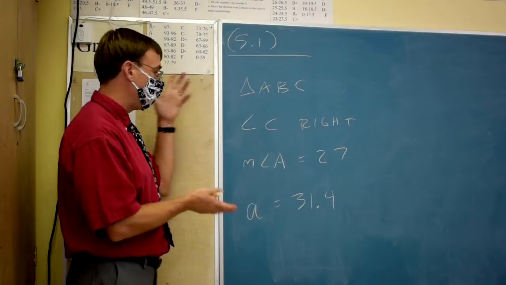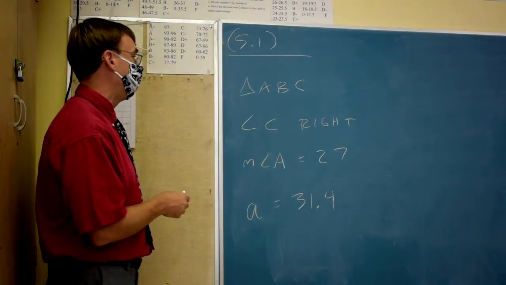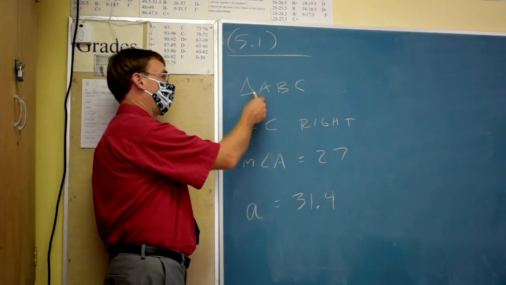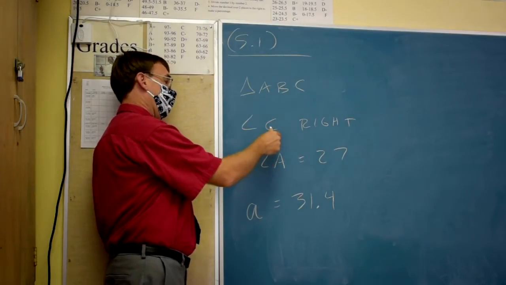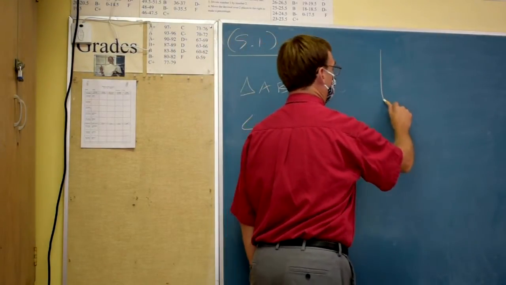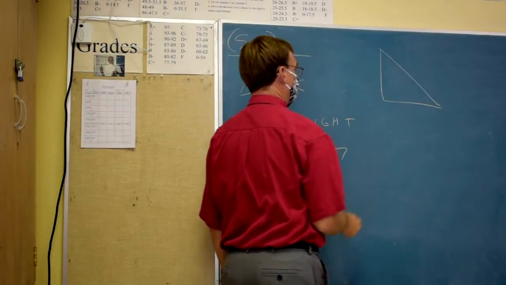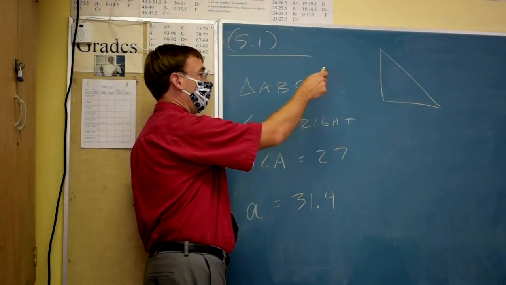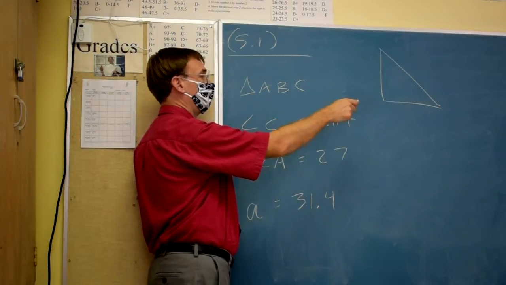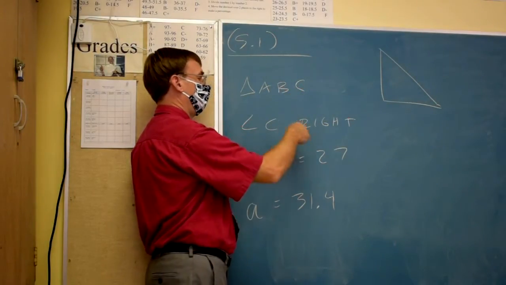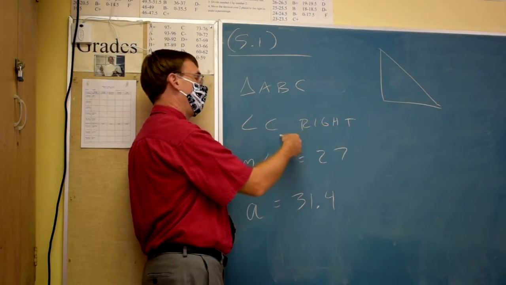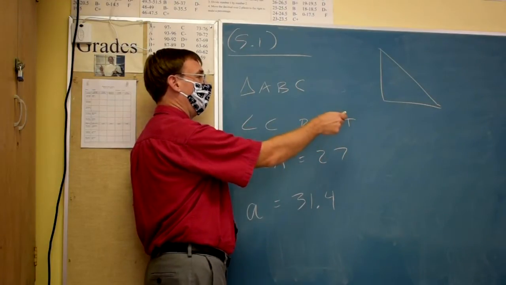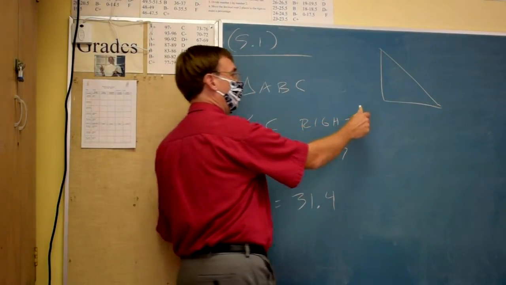The way the book will do it, they'll make it a draw your own triangle kind of motif. So they'll say you have a triangle ABC. Angle C is a right angle. So I'm going to draw myself a triangle. Where should the C now be? If I'm doing a triangle ABC, angle C is the right angle. I could label that. Bottom left. So that's my C.